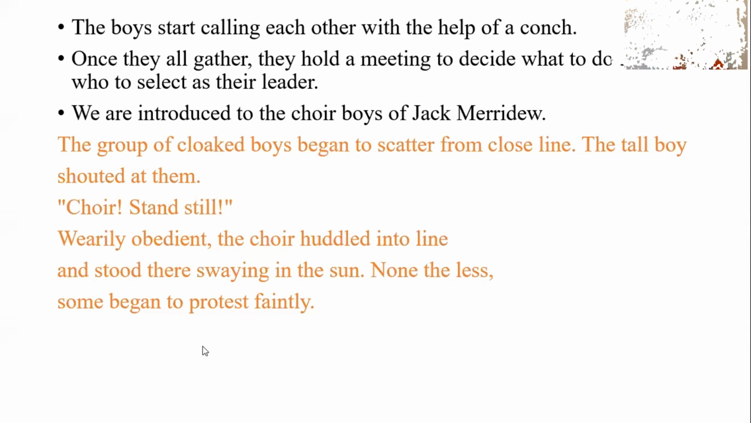We are introduced to the choir boys of Jack Merridew. So Jack is the other important character. On the one side, we'll have Ralph, and on the other, we'll have Jack. We see that Jack is very disciplined and he keeps his choir boys in order. A choir is a kind of song that they sing in the church. So they are a group of boys who sing in the choir, and Jack kind of leads them, right? Jack always keeps them very disciplined.